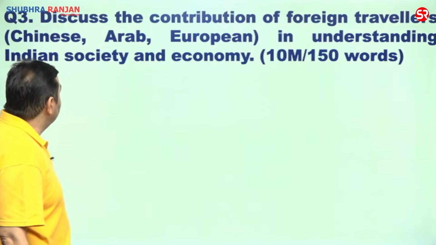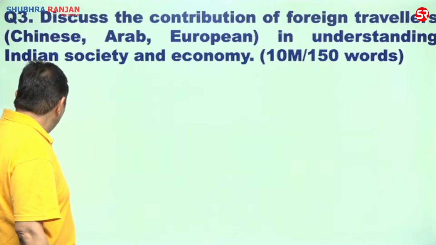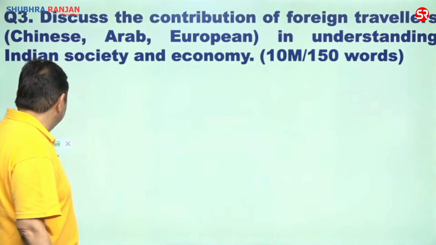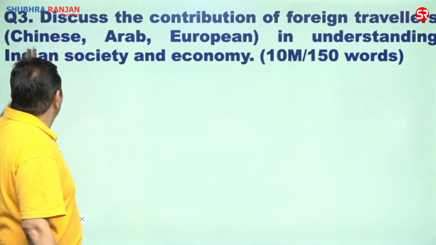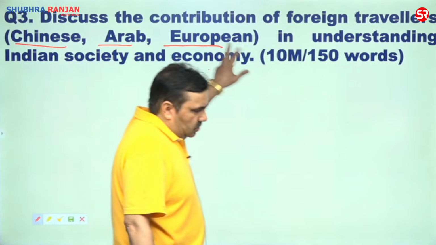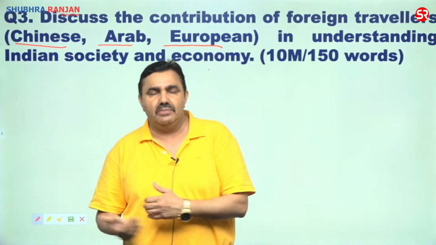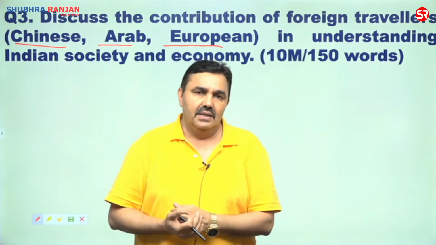Look at question number 3. Discuss the contribution of foreign travelers. So what kind of foreign travelers can you recall? Chinese, Arab, European. Depending on the question here, because Greco-Roman travelers also came to India, think of Megasthenes.